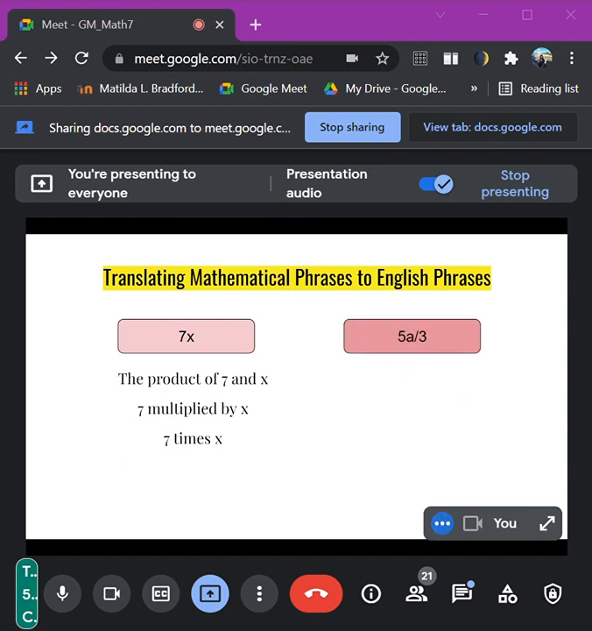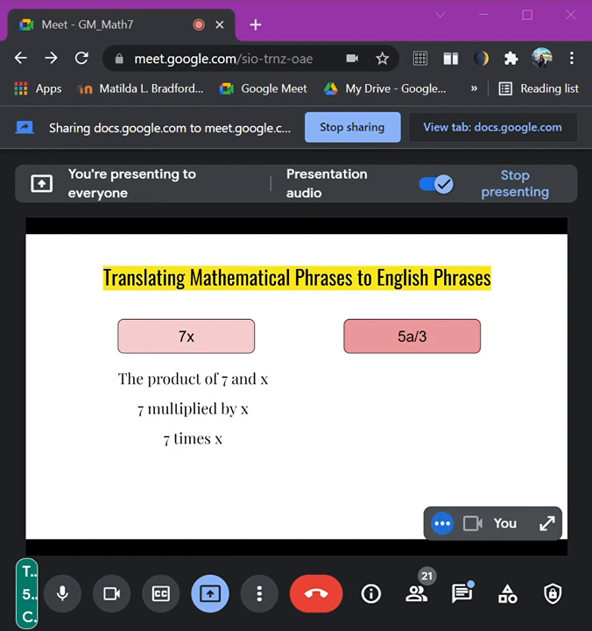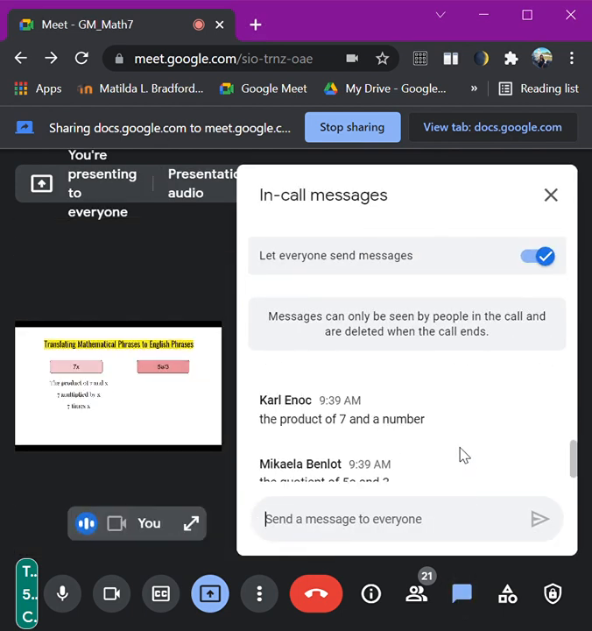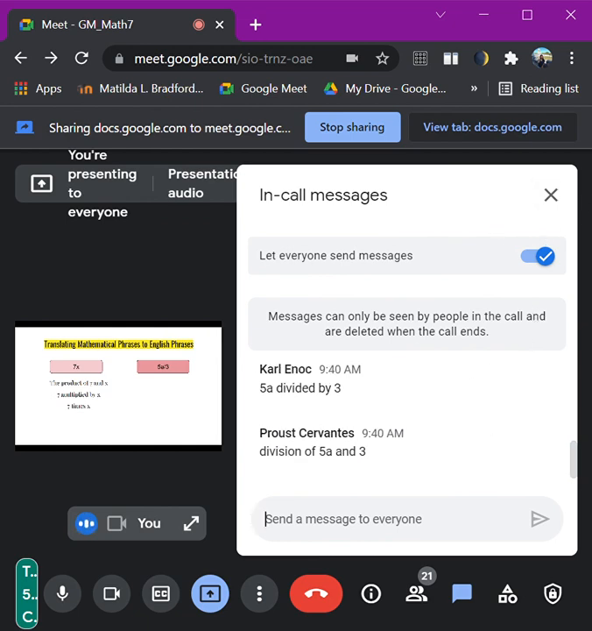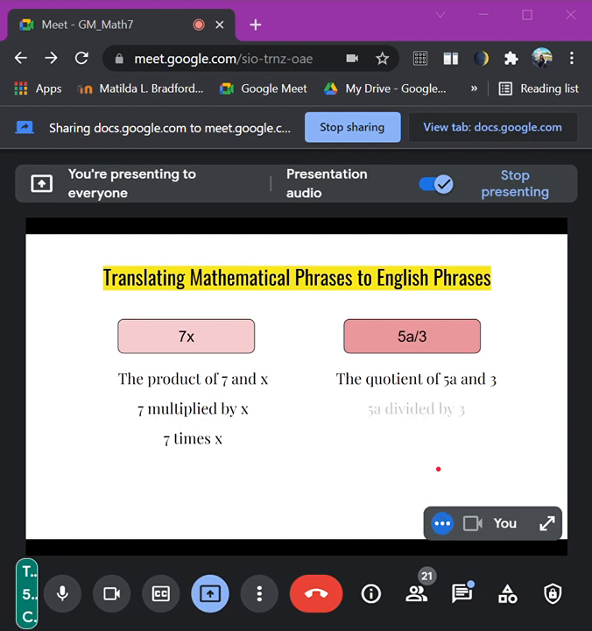Now, let's go to the next one, the last one. 5a over 3. How are we going to write this one? The quotient of 5a and 3. We use the earlier terms too. 5a divided by 3. Division of 5a and 3. So you have there the quotient of 5a and 3. We have 5a divided by 3. 5a split into 3. Okay? So, those are our English phrases.